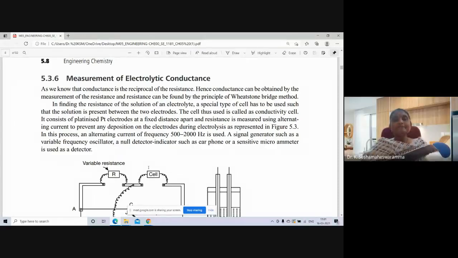So, measurement of electrolytic conductance and cell constant. In the last class, we discussed specific conductance, equivalent conductance, etc. What is meant by conductance? How can we measure the conductance? As we know, conductance is the reciprocal of resistance.